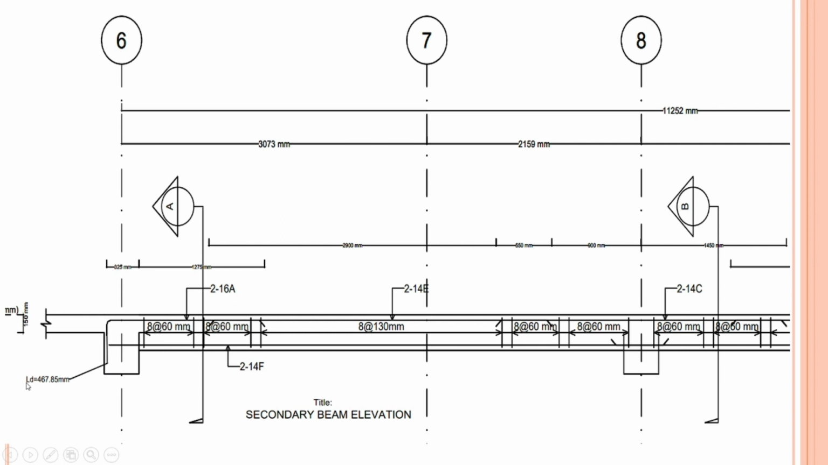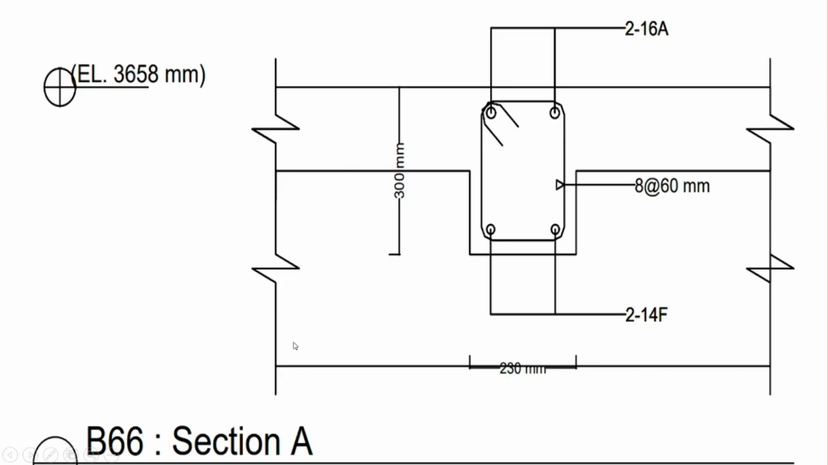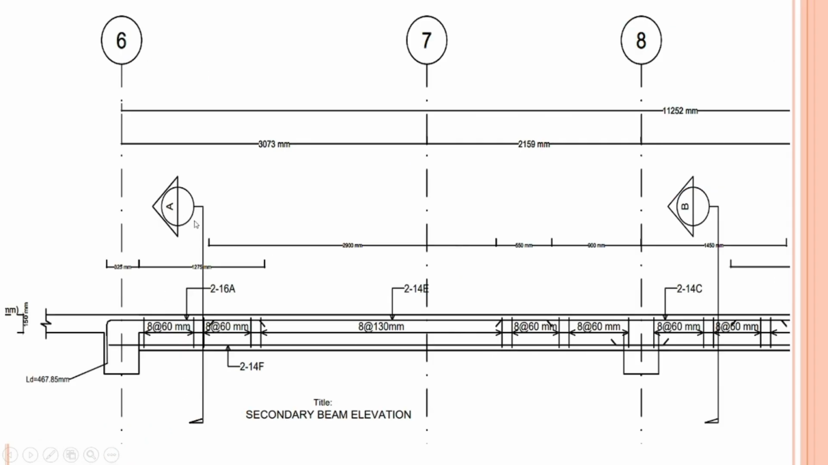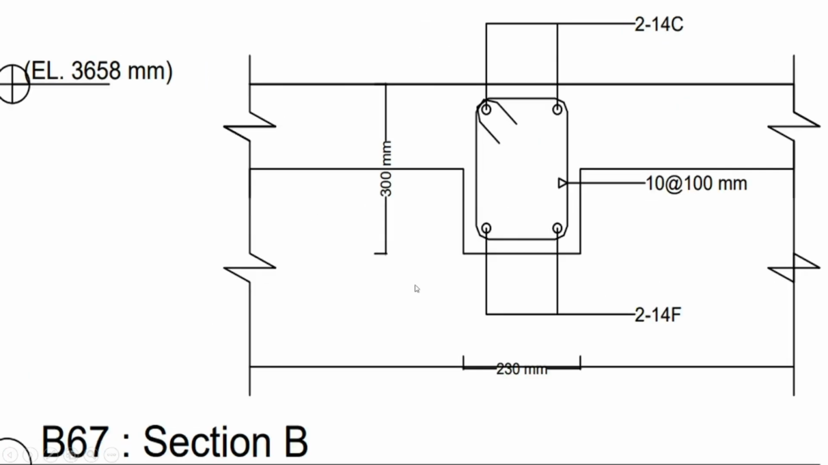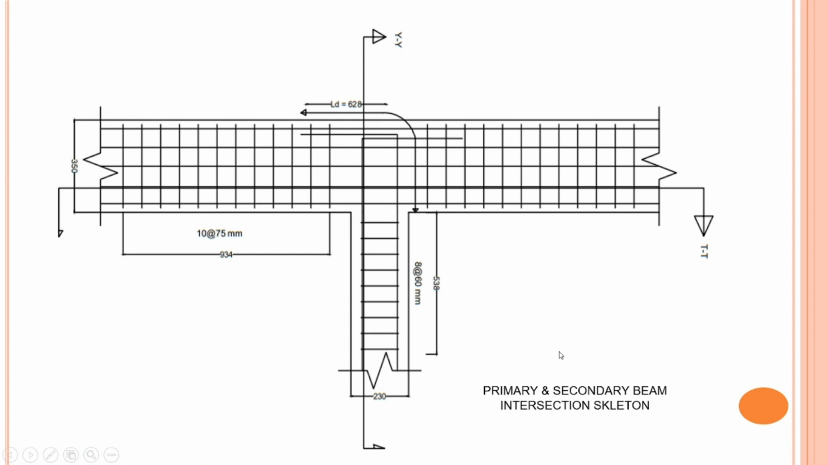The development length I have taken is 466 like this. On the left 2-16, middle 2-14, and right 2-14, and the shear reinforcement is 8 mm dia at 60 mm at the right end, at the left end 8 mm at 60, and at the middle 8 mm at 130 mm. Sections 8A and 8B. This is the primary and secondary beam intersections.